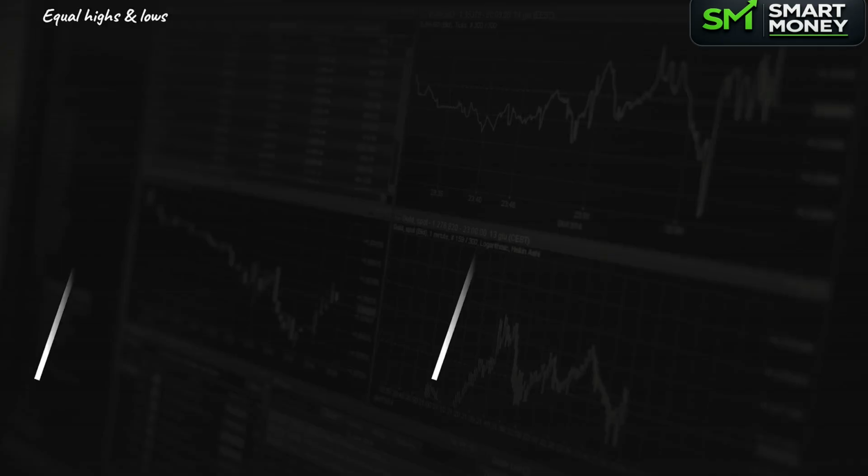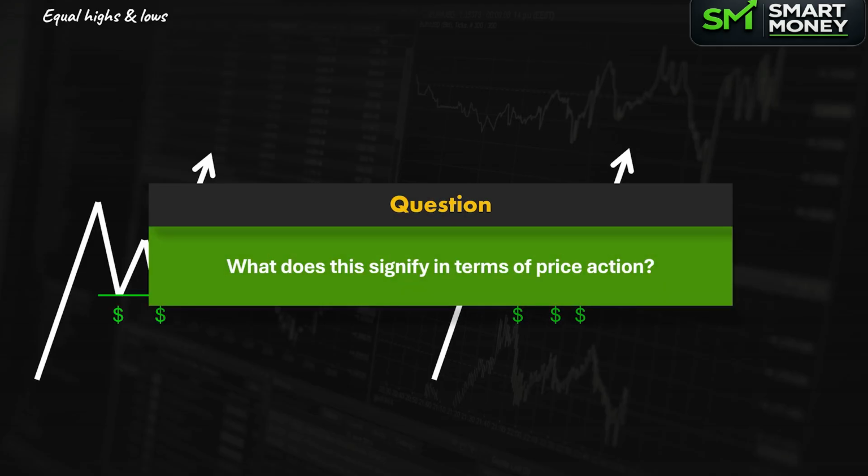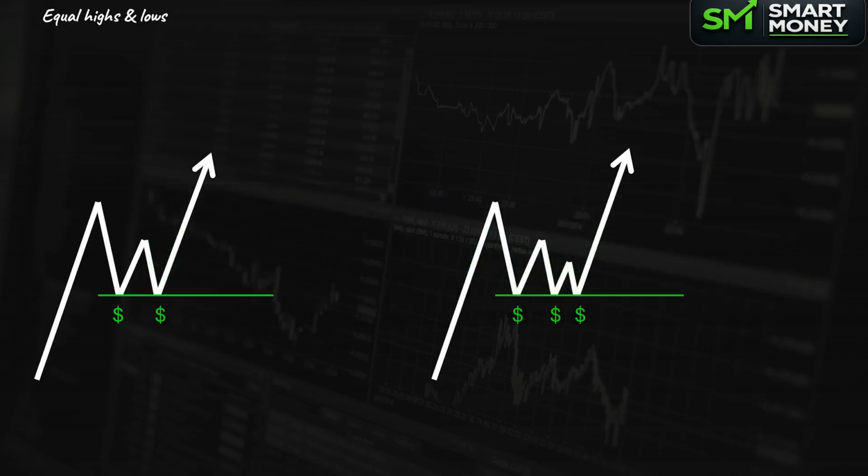As the name suggests, the price forms equal lows where the low points are around the same level. Similarly, the price forms equal highs, with the highs occurring at roughly the same level. So, what does this signify in terms of price action? Double or triple bottoms created on the chart are great places to look for trading opportunities.